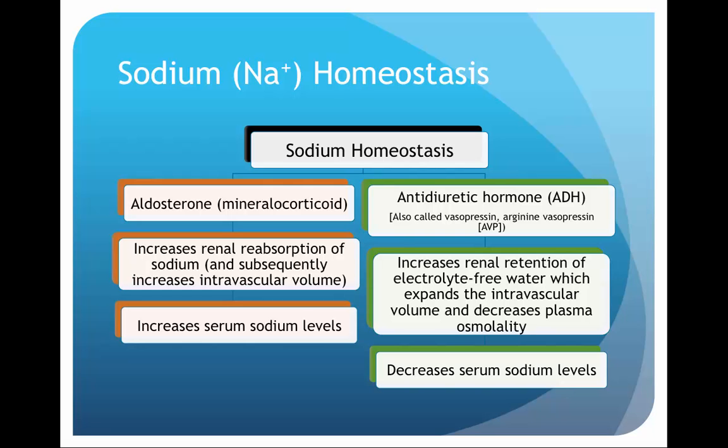The end result of aldosterone levels is to increase serum sodium levels, and the end result of antidiuretic hormone is to decrease serum sodium levels. Thus, when serum sodium levels are low, aldosterone secretion increases. And when serum sodium levels are high, antidiuretic hormone secretion can increase.